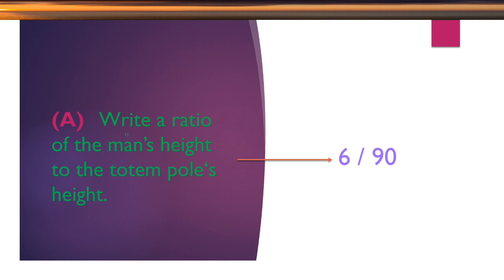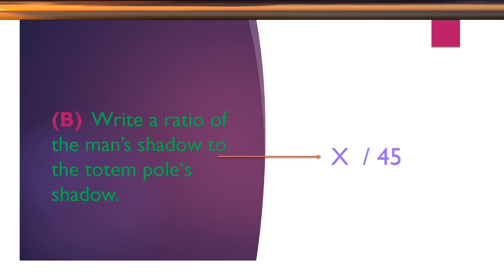Now we'd like to write a ratio of the man's height to the totem pole's height. The man's height is 6, as we know. The totem pole's height is 90, so we write 6 over 90, or 6 to 90. Now write a ratio of the man's shadow to the totem pole's shadow. We know that the man's shadow is a variable, it's unknown, it's X, and it's over 45, which is the totem pole's shadow.